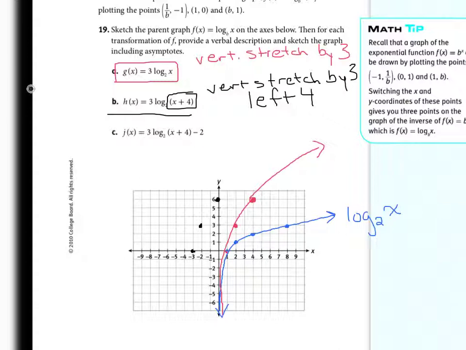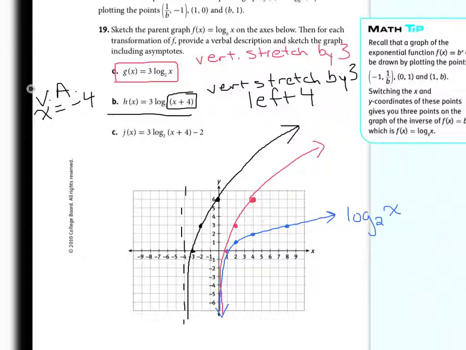And what else would get moved 4 steps to the left? Hope somebody said a vertical asymptote would get shifted to the left as well. Our boundary gets shifted too. Notice that the shape is not different. It is just shifted to the left. So we now have a vertical asymptote at x equals -4. Remember, this one didn't have a horizontal asymptote. We don't have to worry about that. It's the vertical asymptote that gets shifted.